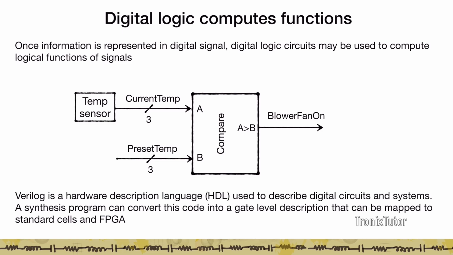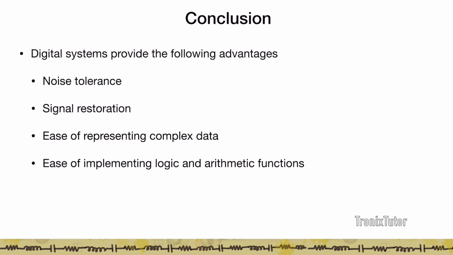So many times we use what is known as a hardware description language when we design digital systems. Verilog is an example of one such language. And once the system can be coded in an HDL, then synthesis programs are available which can convert this into a gate level description and eventually map it either to standard cells if you're going to do an ASIC design, or to an FPGA.